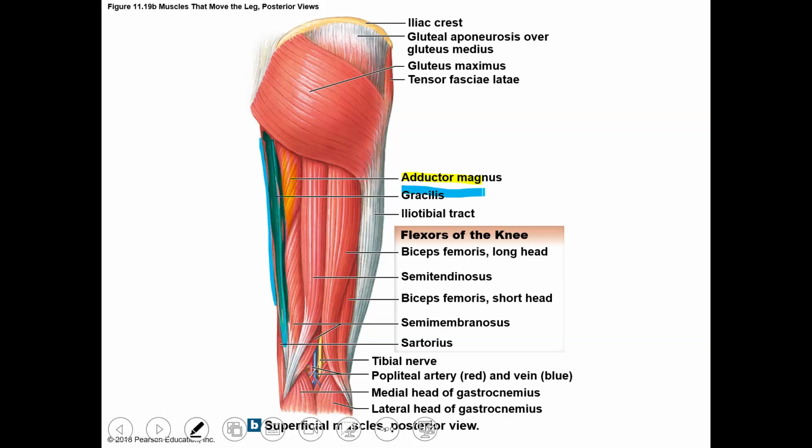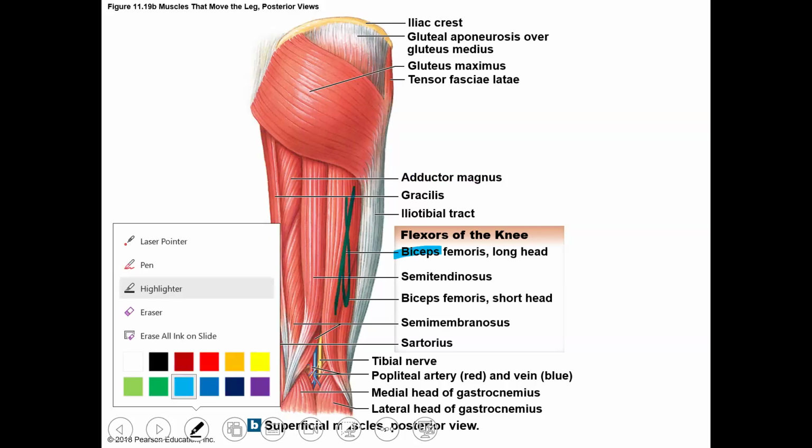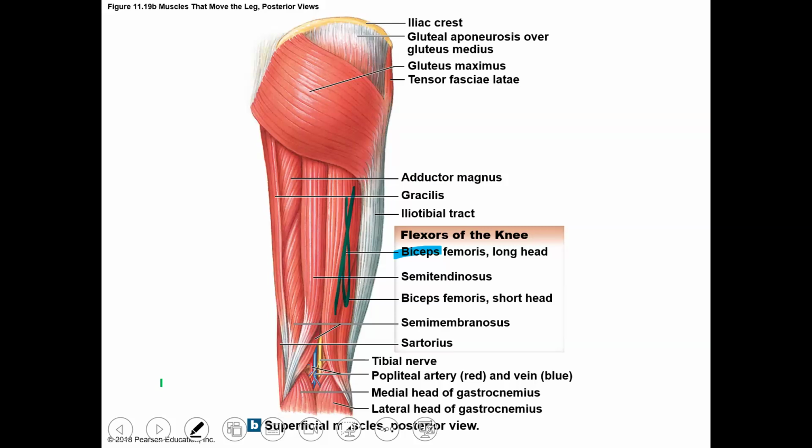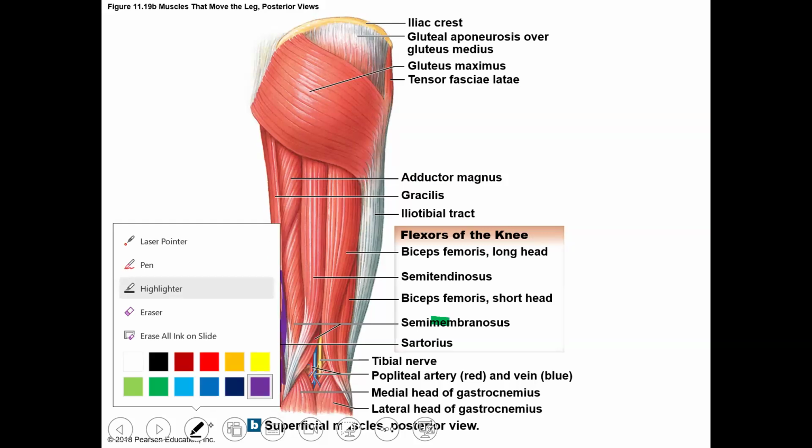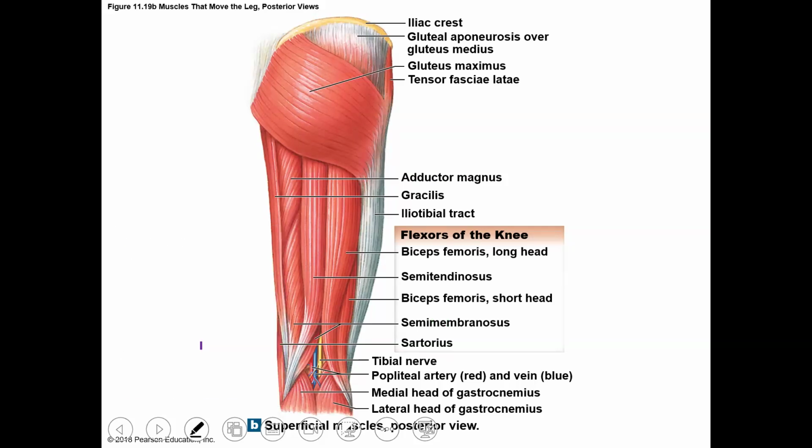And then you're going to see the flexors here of the knee. So biceps femoris, right there, long head. We're going to see semitendinosus, follow the tendon down. Okay, semitendinosus, you follow that big tendon down. Semimembranosus is going to be more medial. Okay, semimembranosus is more medial. And then we see sartorius a little bit from the back view here as well.